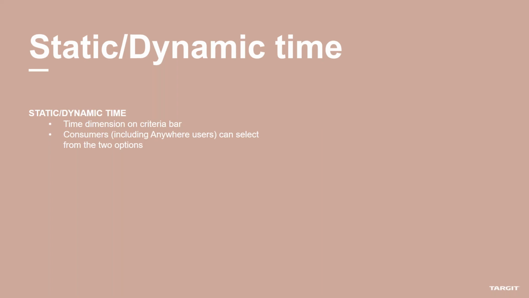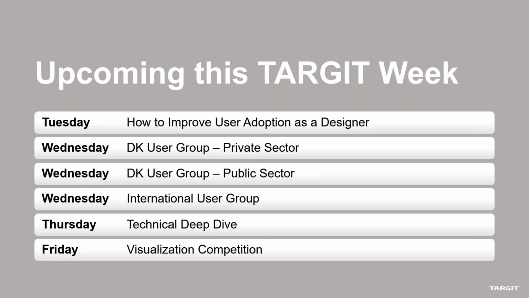So just adding a time dimension up there, and if you have allowed for both options, then the consumer users themselves will be able to say, all right, now I want to do it in a dynamic way, or next time I open this dashboard, I want to do it in a static way. So that's another new thing coming in the 2020 version.